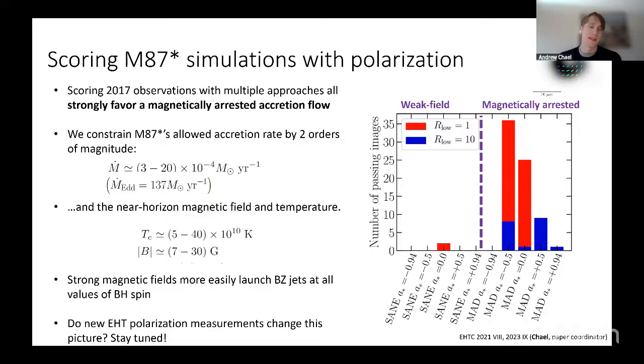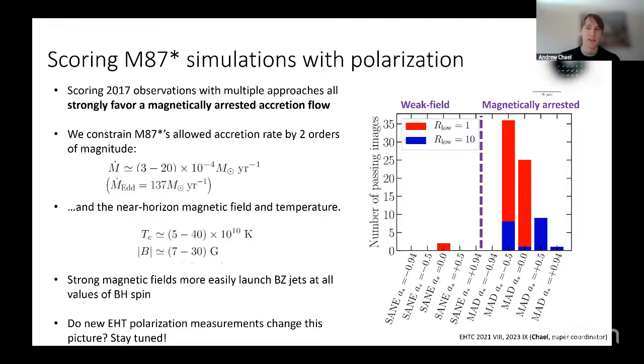And this allows us to do things like constrain the accretion rate of M87, how fast it's eating matter, as well as the magnetic field strength on the horizon. And it gives us, again, more hope that we understand how these jets are being launched, because we're probing directly with the EHT images strong magnetic fields on the event horizon, which may be responsible for extracting the spin energy of the black hole and producing these jets.